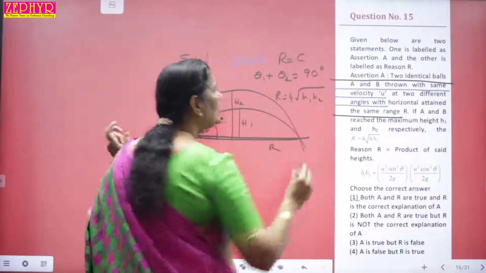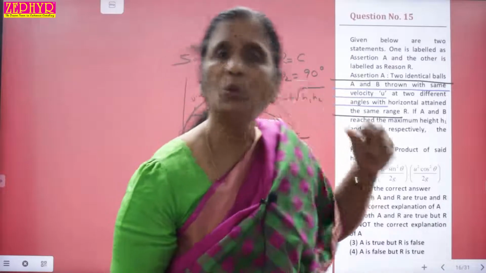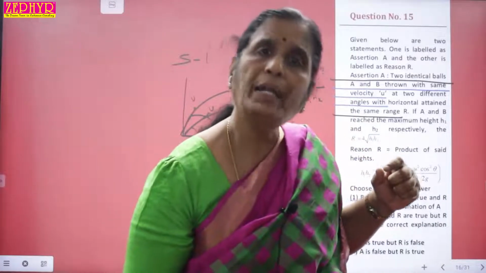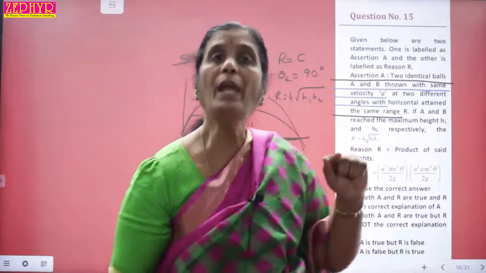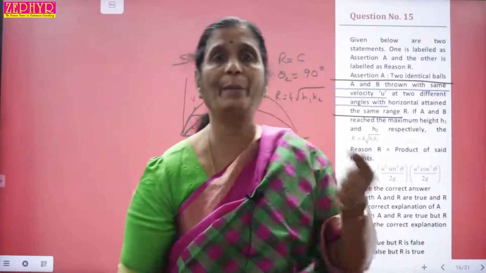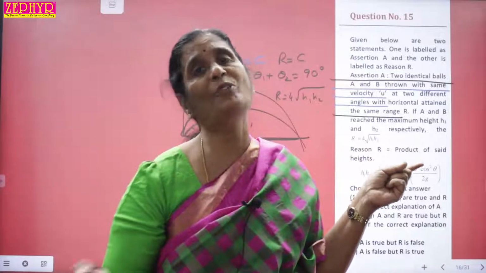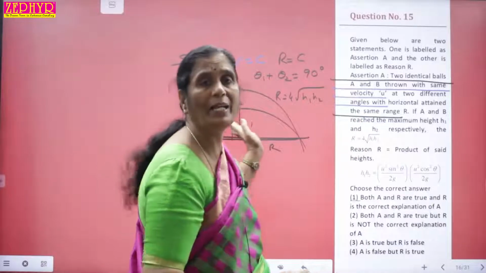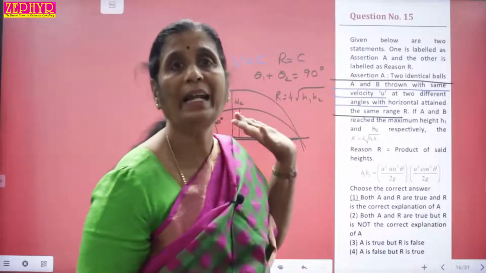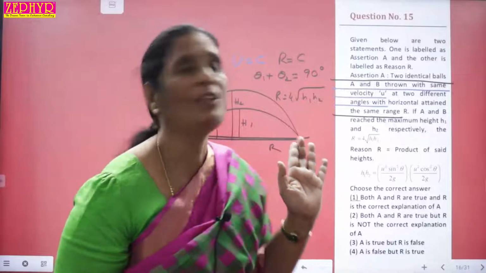We have to check that, it will take time. What is h1? U square sin square theta by 2g. And what is h2? U square sin square of 90 minus theta, because they are complementary angles. So sin of 90 minus theta will be cos theta, so h2 is U square cos square theta by 2g. Then you simplify LHS and you simplify RHS and write LHS. This identity will be true. It's a very standard result. So this is correct.